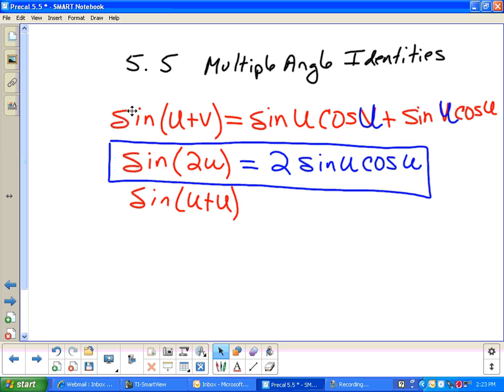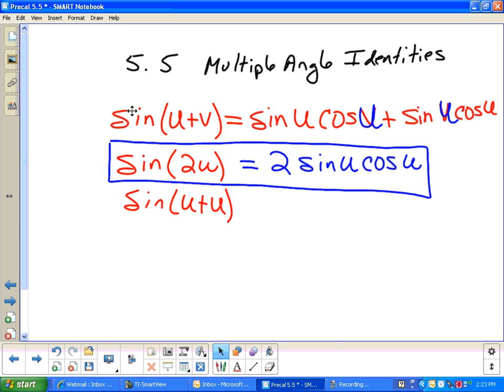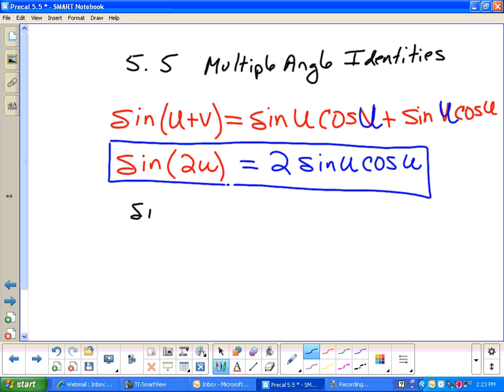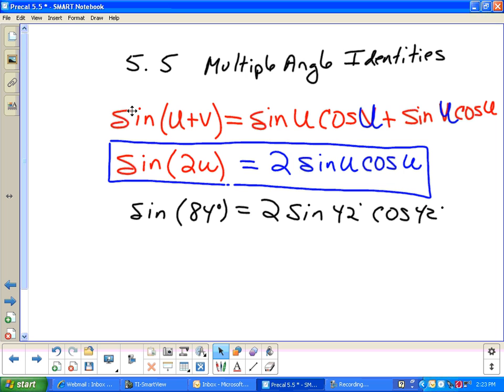So let's just try one to see that it really works. I'm actually going to just take out the calculator. Pick your favorite number, say 42. So 2 times 42 would be 84. So I'm going to verify this formula just with an example. We'll just take the sine of 42 degrees, multiply it times the cosine of 42 degrees, double it, and see that we really get the sine of 84 degrees, because that's what the formula says.